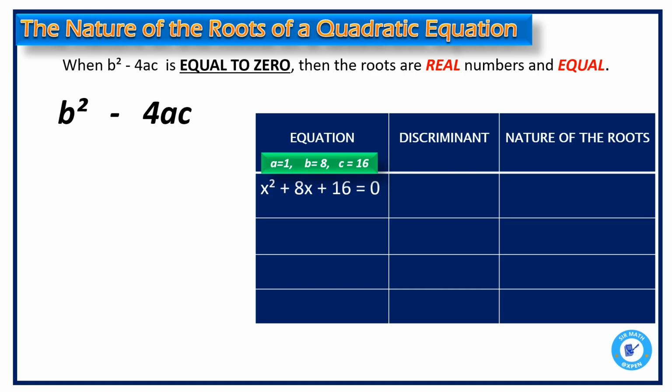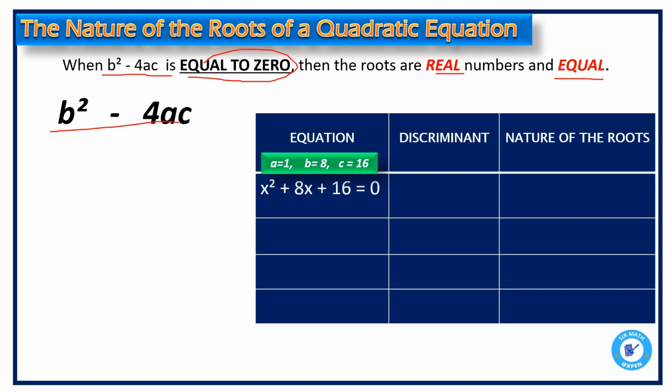Paano ba hanapin ang discriminant and nature of roots of a quadratic equation? We have some points considered. First, if b squared minus 4ac is equal to 0, then the nature of the roots are real and equal. So to find the discriminant and the nature of the roots, we need this formula, that's b squared minus 4ac.